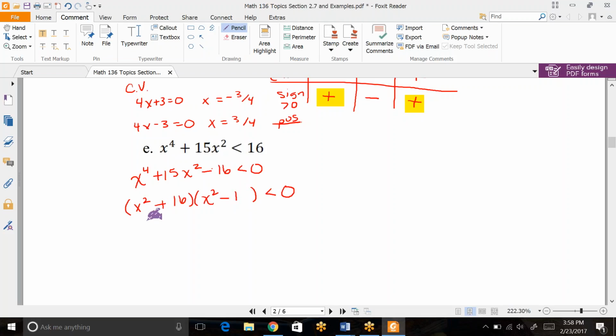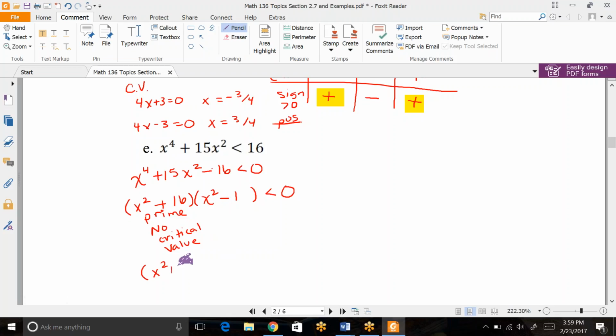Now, this one is actually prime and does not give us anything for our critical values. The reason for that is the only way to factor x squared plus 16 is to actually have imaginary numbers for critical values, and we don't. All of our critical values are going to be real numbers. So since this factors with imaginary numbers because of the plus between the two perfect squares, this gives us no critical values. But this one factors again.